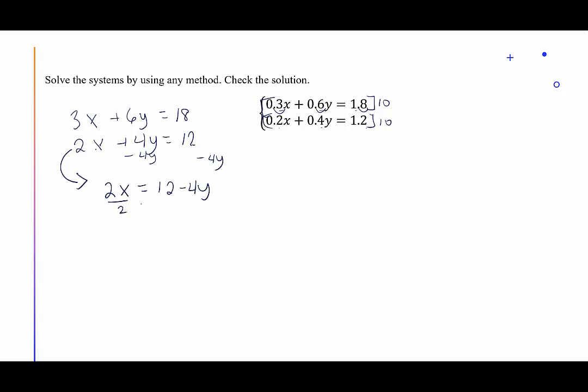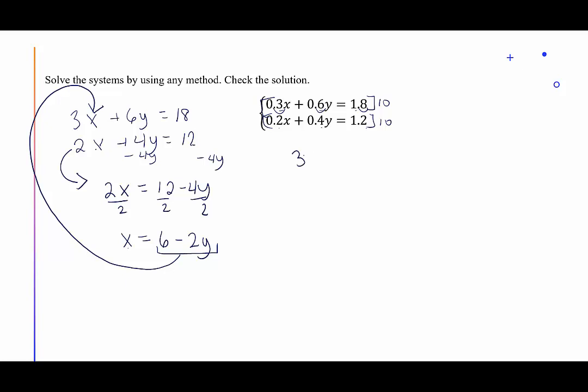Now I need to divide each term by 2. So this was a little bit risky because I'm dividing, but 2 is even and so is every other coefficient. So I know everything's going to be divisible by 2. And I end up with x equals 6 minus 2y. So now what I'm going to do is take what x is equal to, which is 6 minus 2y, and replace it in that top equation.